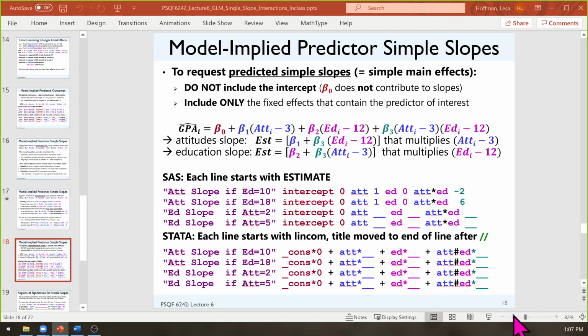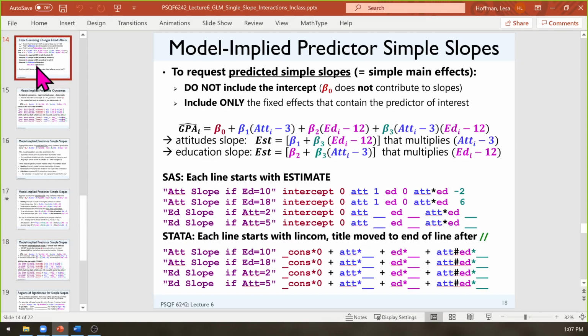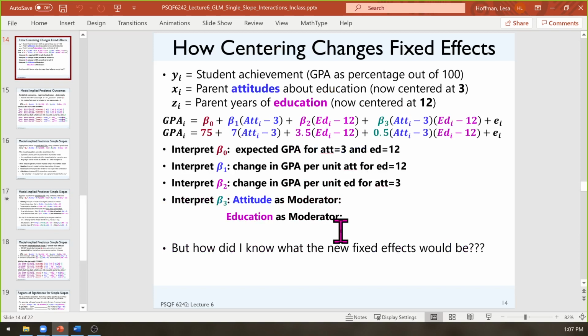Changing topics then. Interaction terms. So back to lecture 6 and how the model tells you how to get simple slopes out of these things.